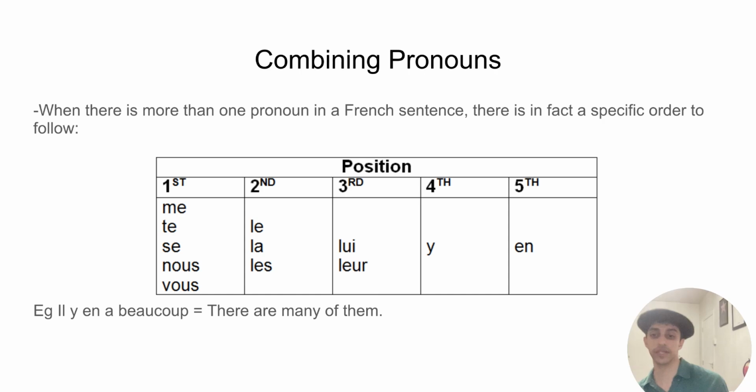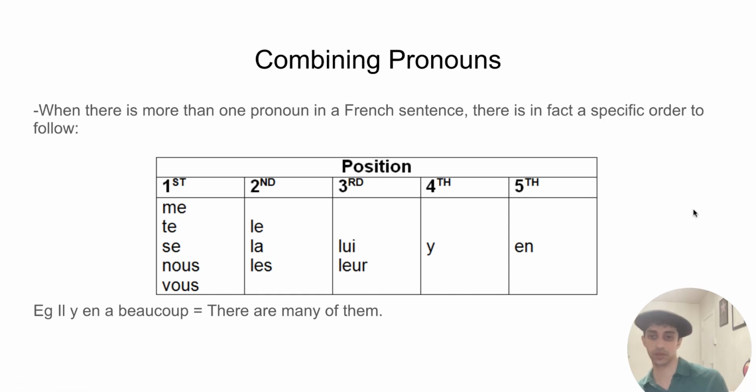This is just one example to illustrate the very specific rules regarding the position of pronouns when they're combined in a sentence in French. Il y en a beaucoup, meaning there are many of them. There's two pronouns in that sentence, y and en, and you can see that they follow the columns of the table in terms of their positioning. Y comes first, because it's in the fourth column here, and then en comes just after that. As you can see, y comes before en in the table, and that's why they're in that order in the sentence as well.